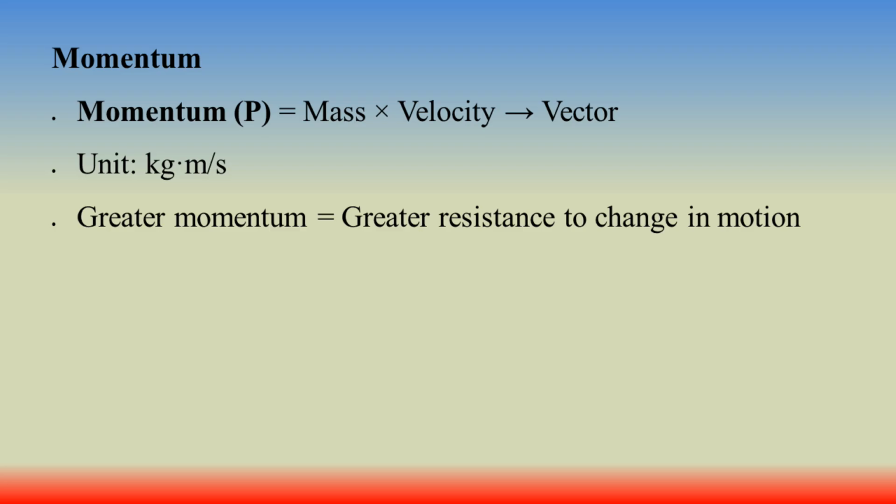Momentum. Next is momentum, one of the most important concepts in physics. It is defined as the product of mass and velocity, P is equal to mv. Momentum is a vector quantity. It depends on direction. It tells us how much motion an object has, and it plays a big role in collisions and explosions.